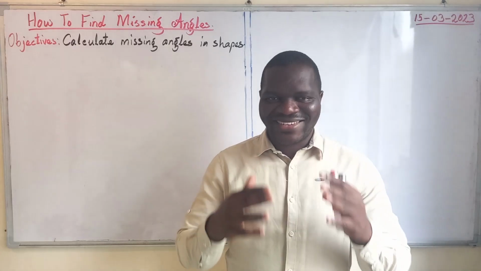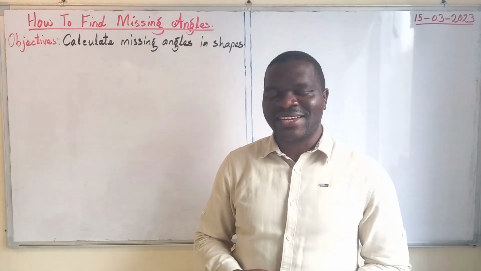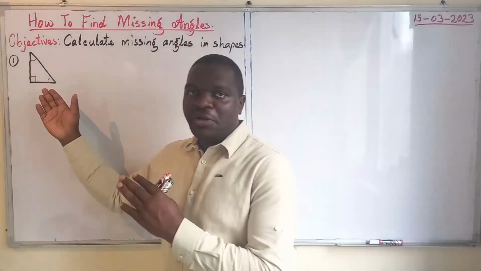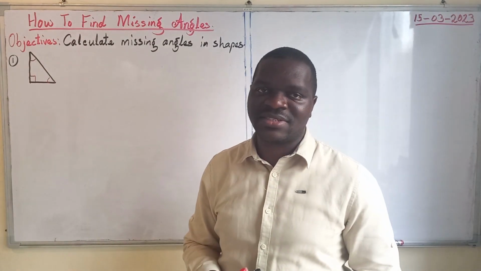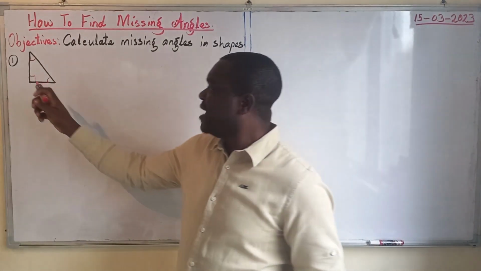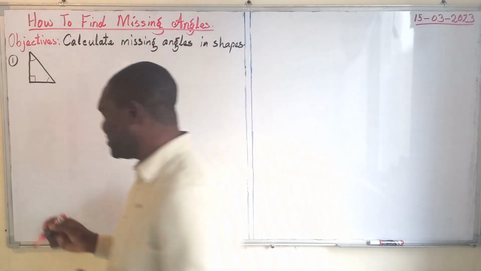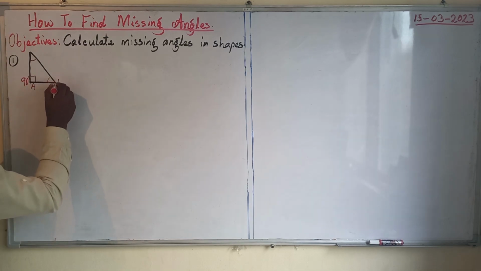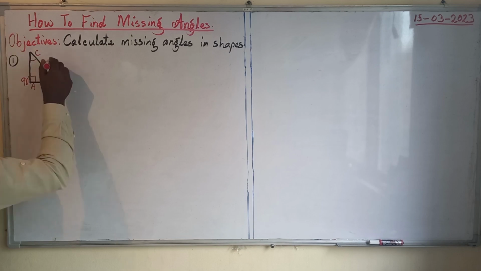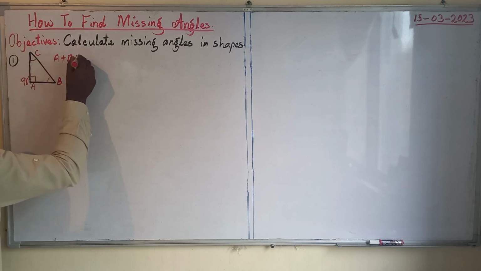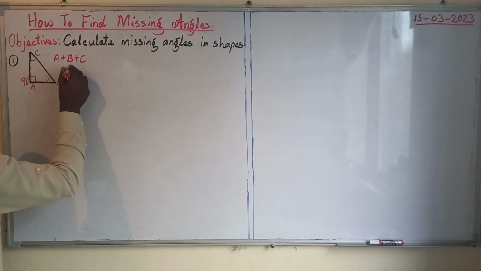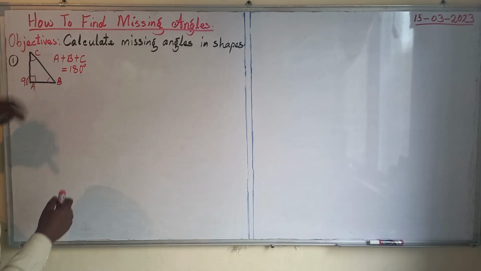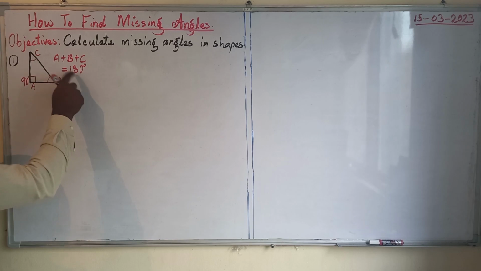Before we go into the lesson, I want us to first of all remind ourselves of the various shapes and the total angles. Here is a triangle. A triangle has three sides with three angles. One thing you should take note of is that this angle is always 90 degrees. Let's consider this to be A, this B, and this C. So A plus B plus C will always be equal to 180 degrees. So the total angle in a triangle is always 180 degrees.